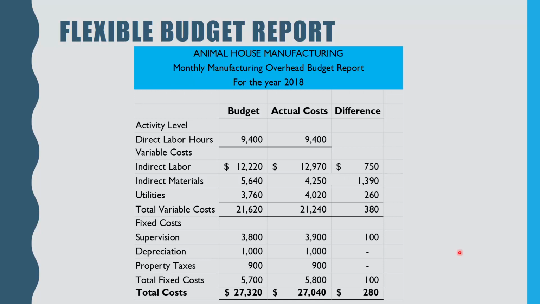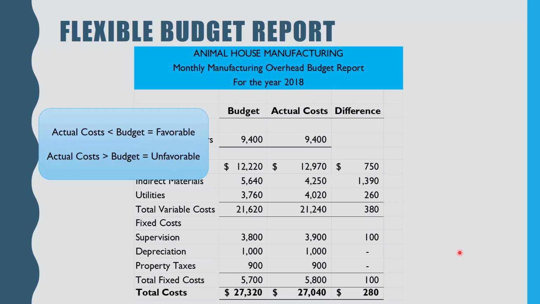Lastly, I want to calculate the differences, which is just the difference between the budgeted amount and the actual amount, and then I'm going to mark each of them as either being a favorable difference or an unfavorable difference. Because we're looking at costs here, if the actual costs are less than the budget, then that's a favorable, and if the actual costs are more than the budget, then that's an unfavorable difference. And we just put in a U or an F to indicate if it's an unfavorable or a favorable budget difference. And we can see here that overall, actual costs resulted in a $280 favorable variance when compared to the budget.